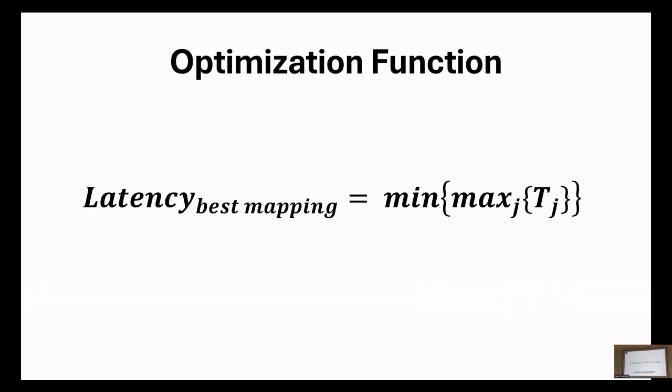What is the optimization problem? We will look at all the T's, all the clock cycles in which each gate was executed. We will take the maximum of them all, because this represents the time it took to execute the entire circuit. And then we will minimize it, because we want to minimize the latency.